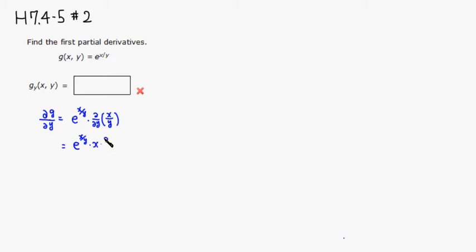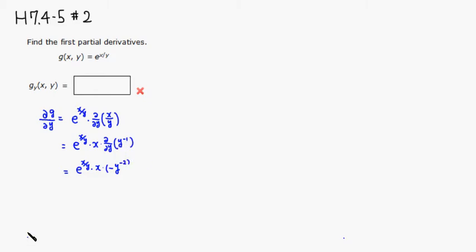Then we can take the partial derivative of 1 over y, which I'm going to write as y to the negative 1 power. Alright, then we can just go ahead and take the derivative. So you have e to the x over y times x, right? The derivative of this is, put negative 1 in front, so it's a negative y, raised to the, subtract 1 from negative 1, so it's negative 2.